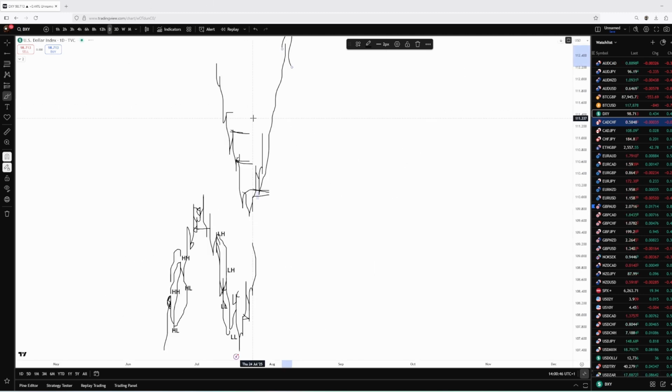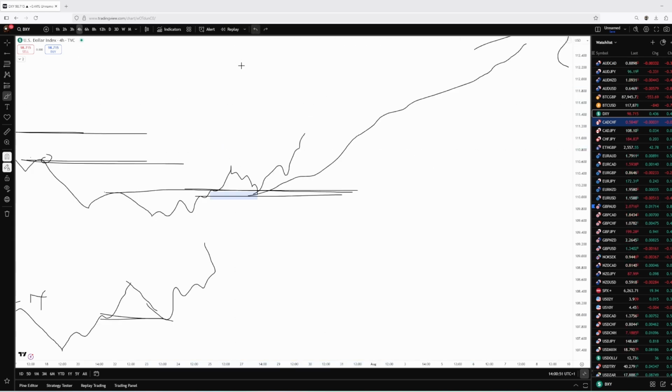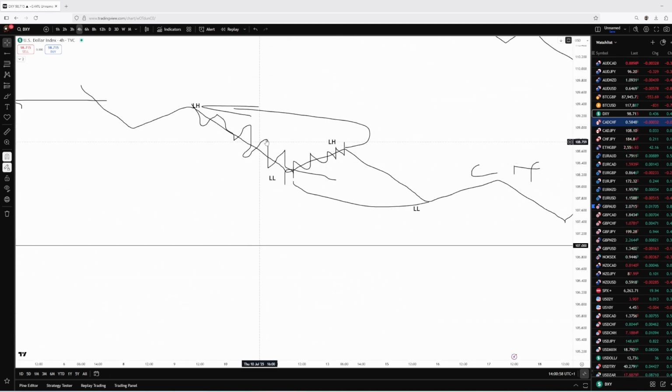This is not an entry point video. Like I said, I have made a video on that, but you have to understand what type of leg you're in. So if you're trading a 5-minute here, this is going to be 5-minute legs, isn't it? A leg, 5-minute pullback, leg, pullback, etc.